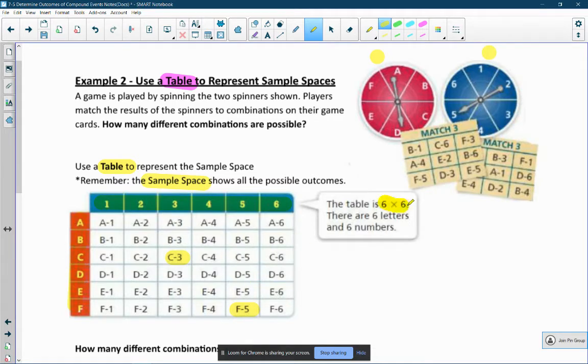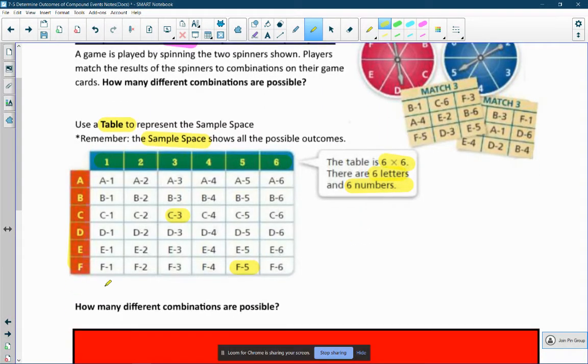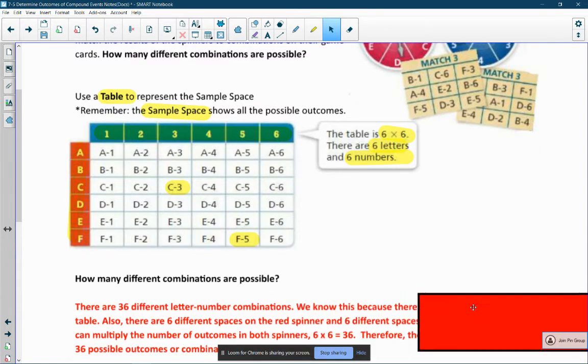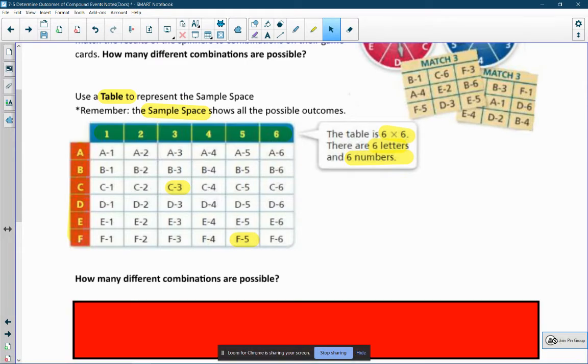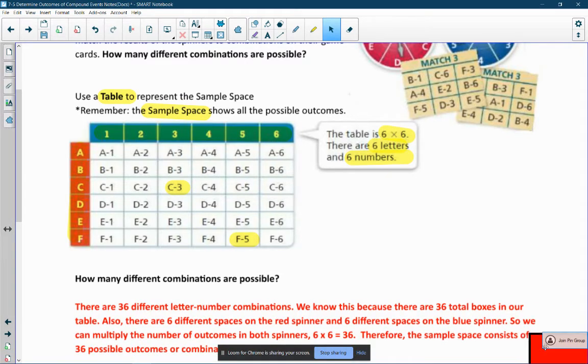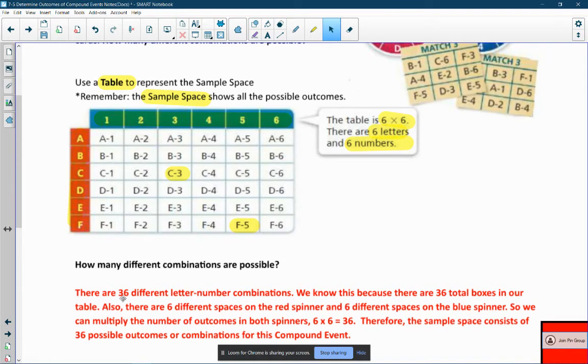So the table is 6 by 6. There are 6 letters, 6 numbers. So the question is, how many different combinations are possible? It should be pretty apparent to us what that number is. So we can say, and this is a long one here, make sure I explain it well enough: there are 36 different letter number combinations. We know this because there are 36 total boxes, so you just count them up, 1 through 36. We can see that really easily on our table.